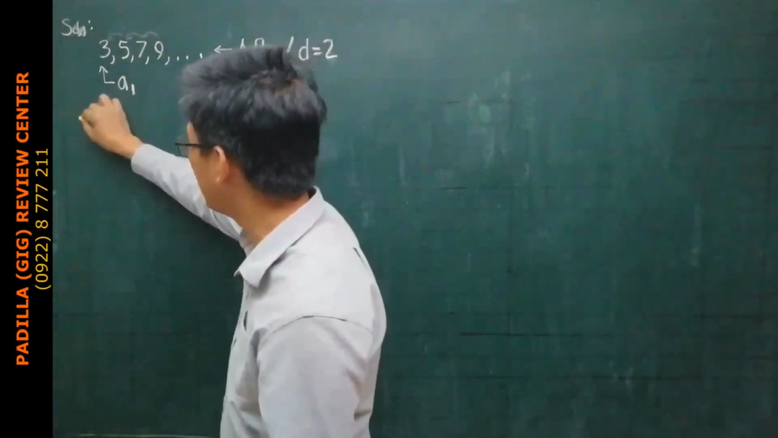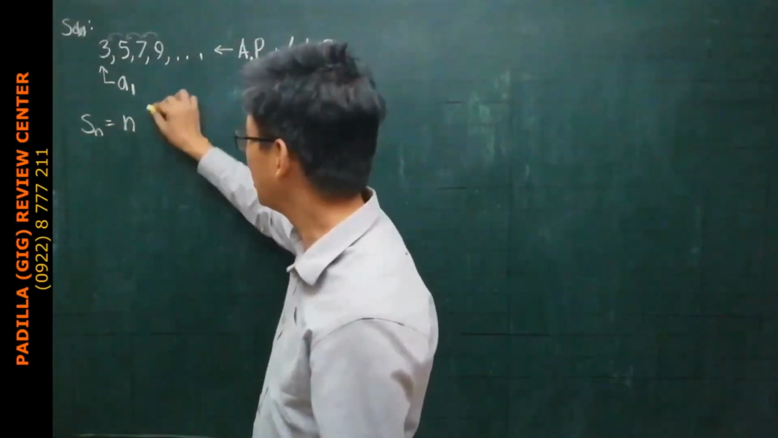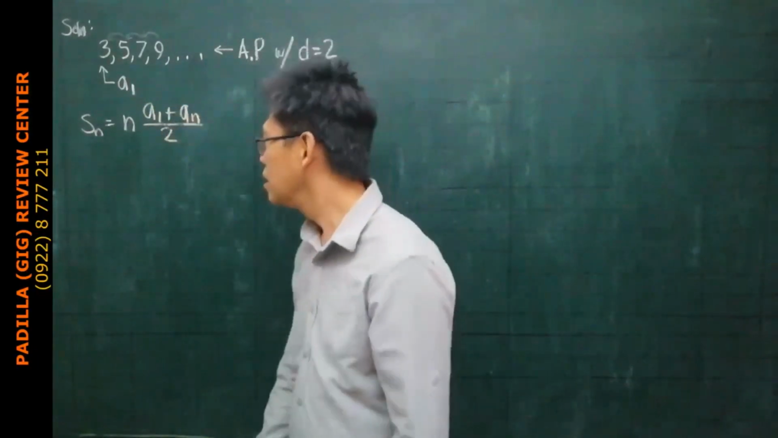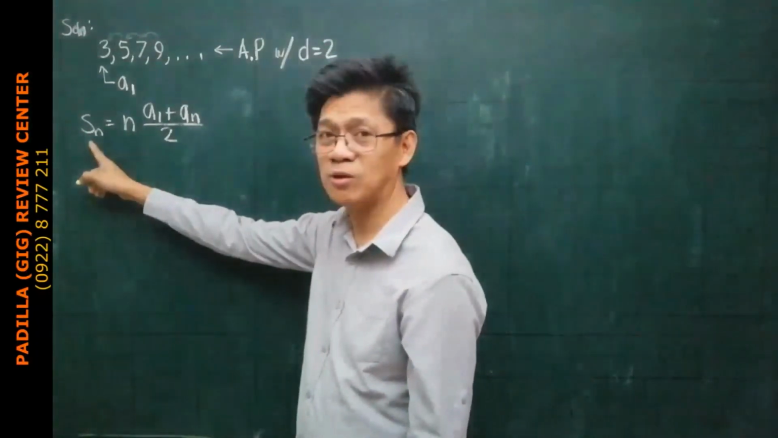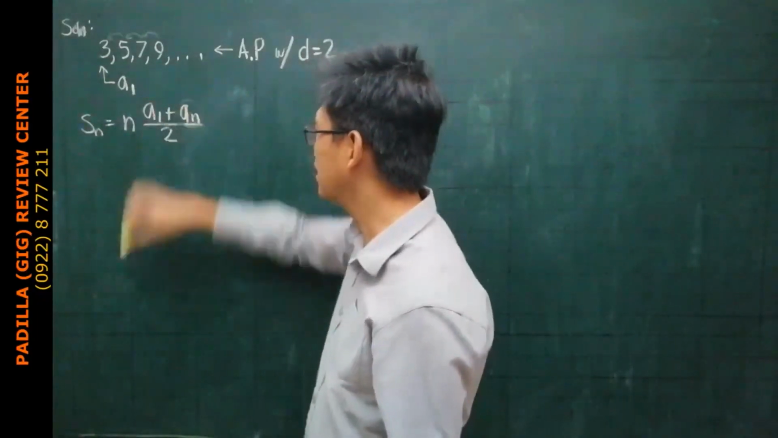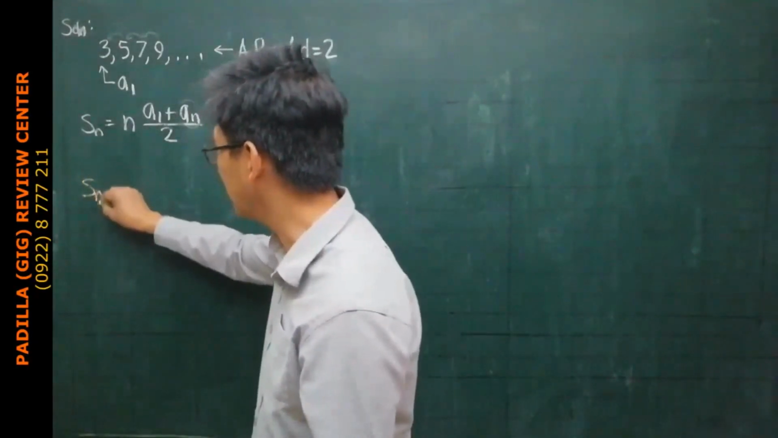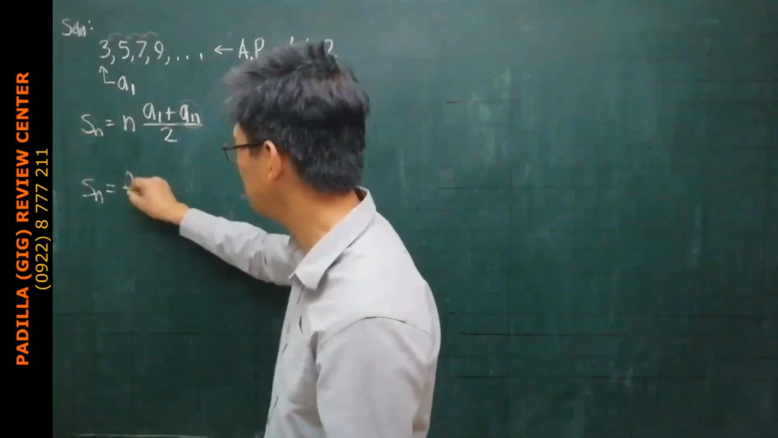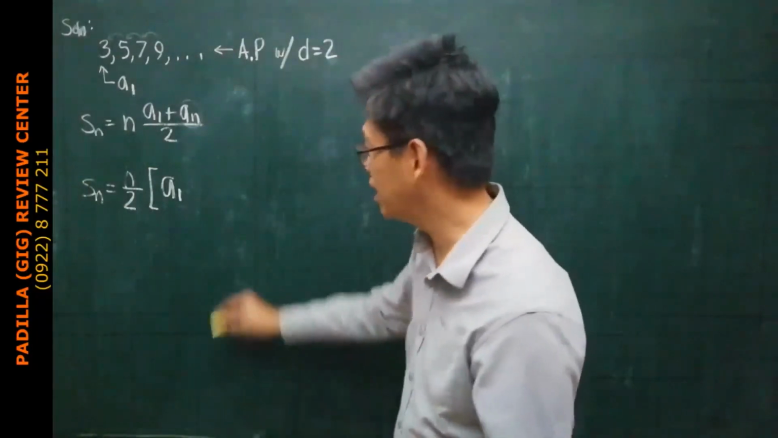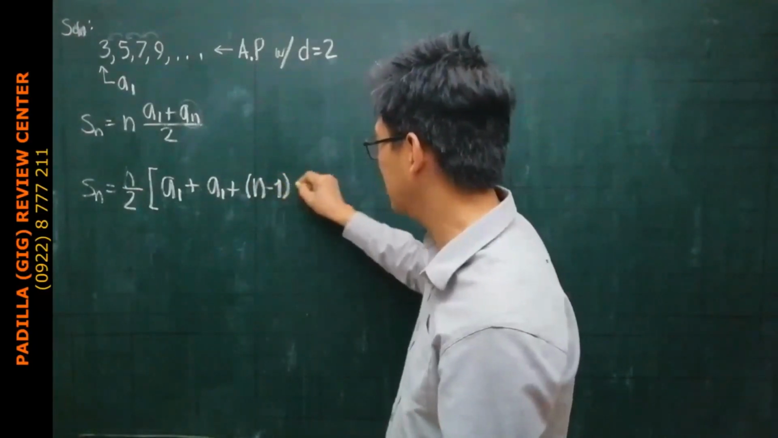We said our sum of n terms is n times the average, A1 plus An over 2. To solve for n, we need Sn. We have this. We need A1. We have this. But we don't have An. Let us use the other formula. Our Sn is n over 2 times A1 plus An. But what is our An? It's A1 plus n minus 1 times D.